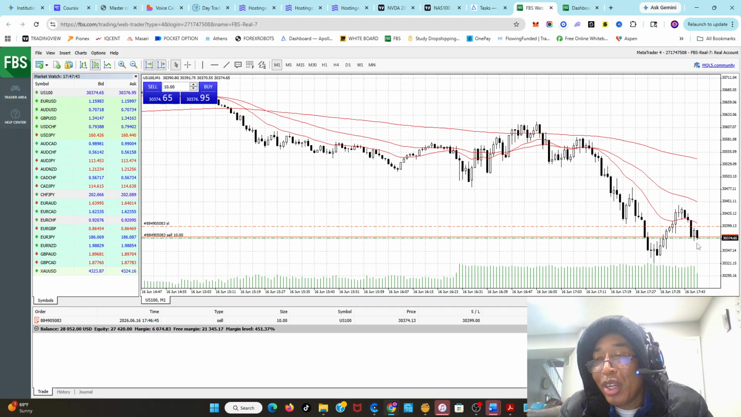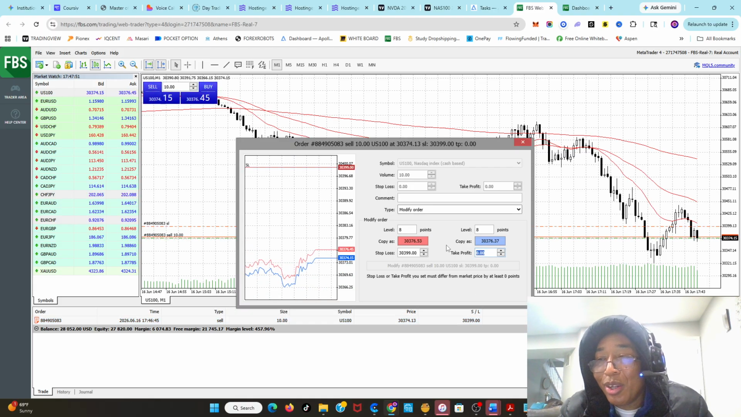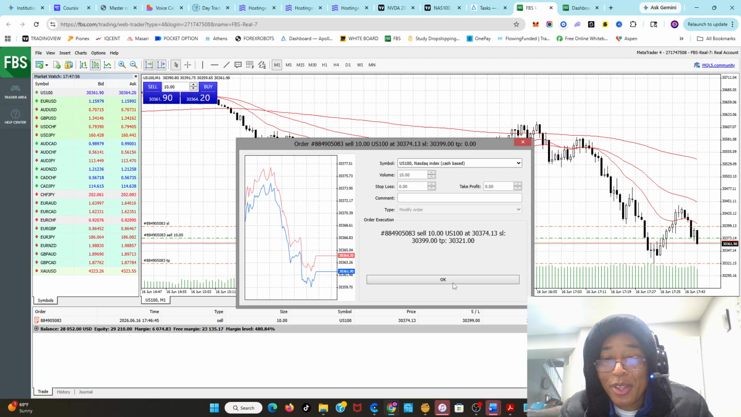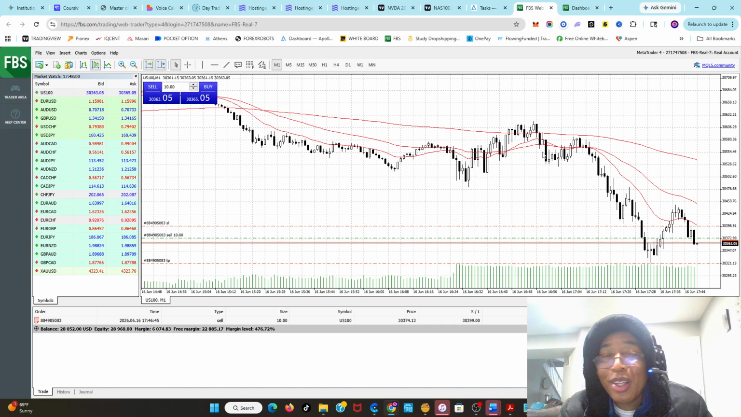You can see it's printing these bars, rejection bars at the bottom. And take profit, we're going to put one here just for the sake of it. Very close. Down here for that liquidity.